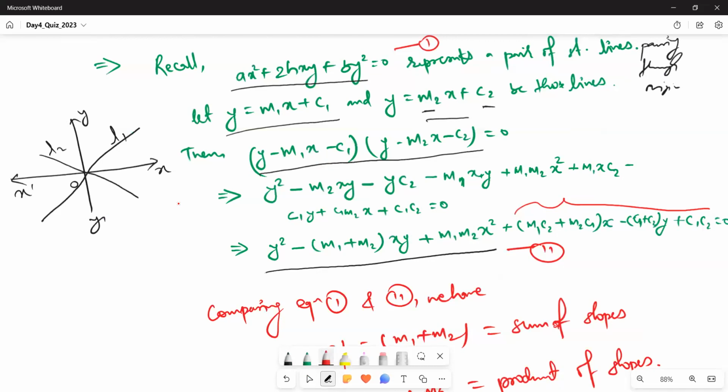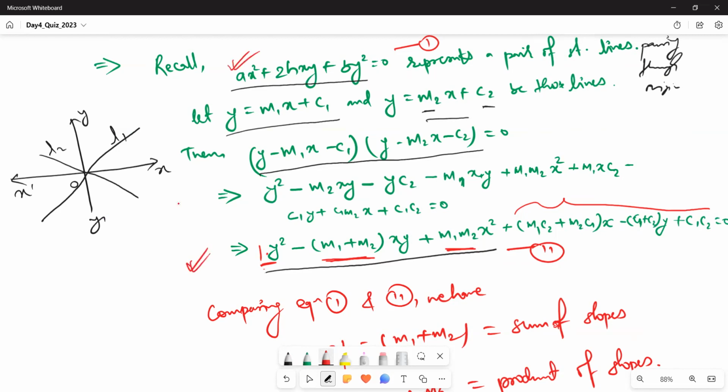You can see that, very useful for us, here m1 plus m2 has already come, right? When m1 and m2 represent slopes of two lines, m1 plus m2 is what? Sum of slopes of those lines. And m1 times m2 means what? Product of slopes. Here sum of slopes and here product of slopes, right? And you can see that here the coefficient of y is 1. Coefficient of y is 1. So for equation 1 to represent equation 2, what do we need to do?